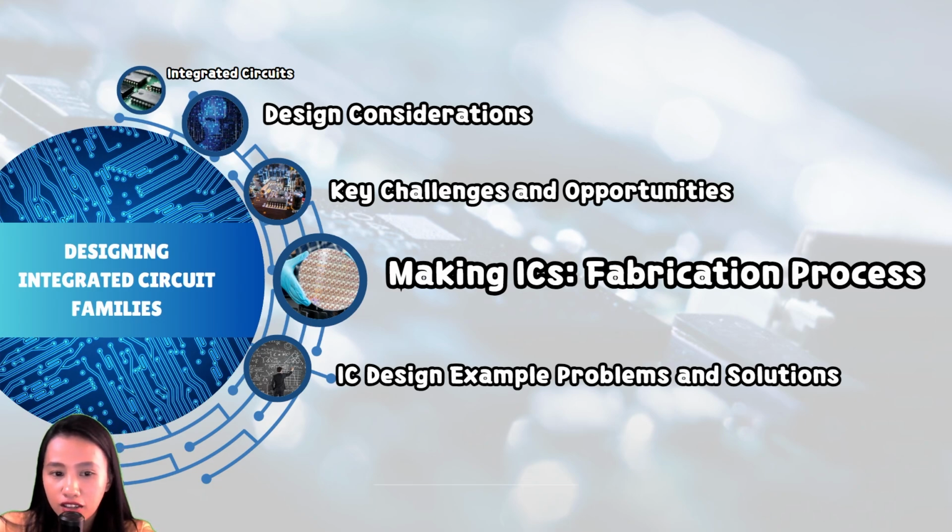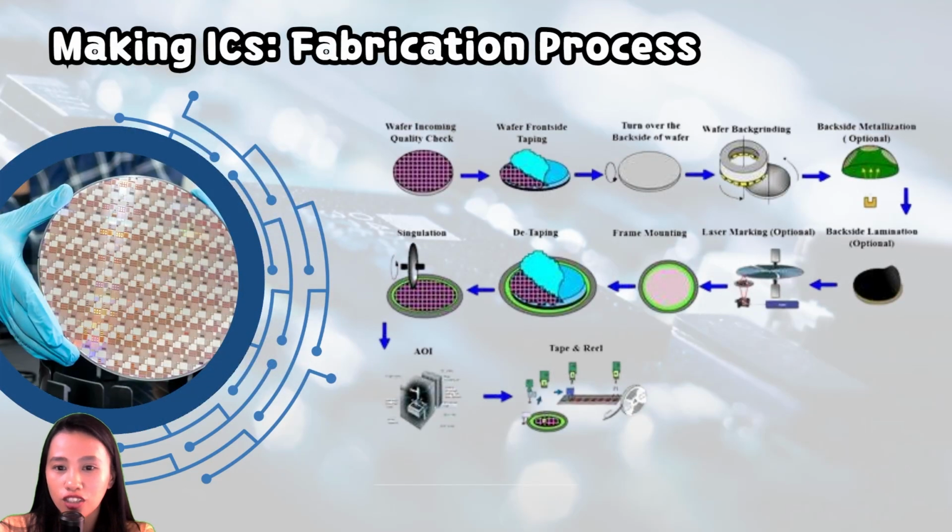Okay, so we have here a short preview of the fabrication process. Ito, number one, yung wafer incoming quality check natin. That's the first step. And then wafer front side taping, turning over of the back side of the wafer naman. Ito yung mga individual steps: wafer back grinding, backside metallization, optional daw siya. Backside lamination, optional din. Kasi usually yung sa front side lang naman yung ginagamit. Pero depende. Baka yung kailangan mong IC is dapat may backside. Depende sa pagkagawa or sa requirement ng design.